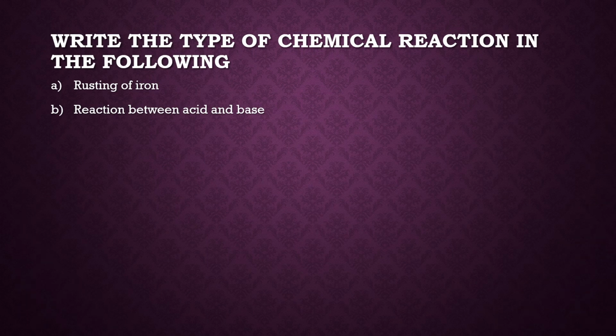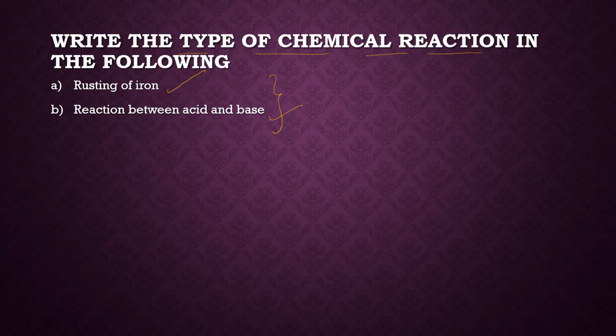Write the type of chemical reactions in the following. Here they have already provided two important subdivisions: one is rusting of iron, the other is the reaction between acid and base. Here they didn't ask you to write any chemical equations. They have just asked you the type of chemical reaction.